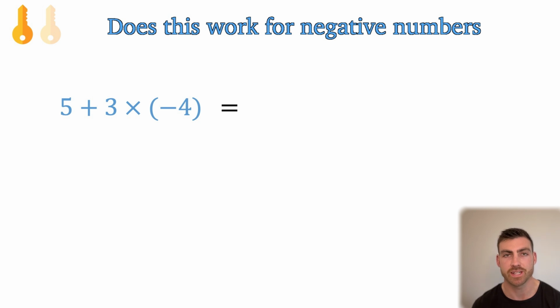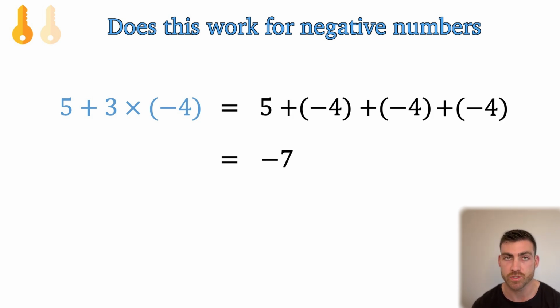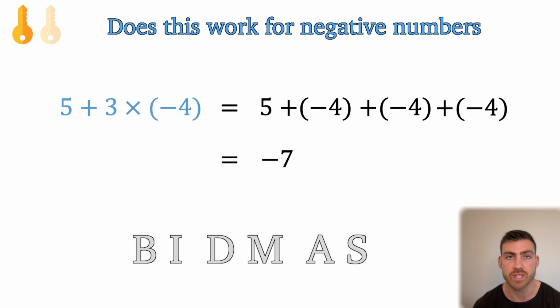Does this work with negative numbers? Absolutely. If you wrote the following expression without the abbreviations, then completed the addition or subtraction, it will be the same result as before, highlighting the order of brackets first, then indices, then division and multiplication, then addition and subtraction.